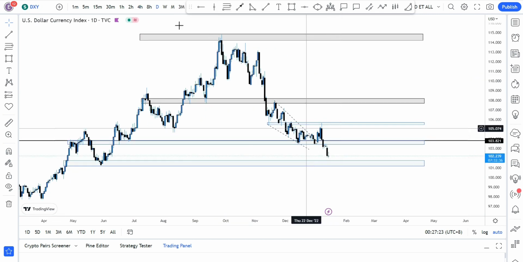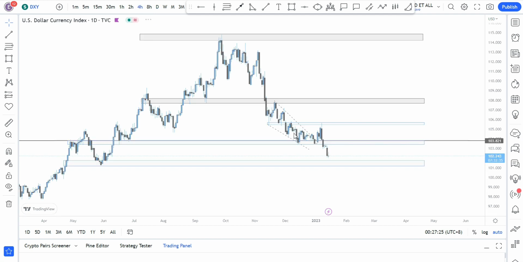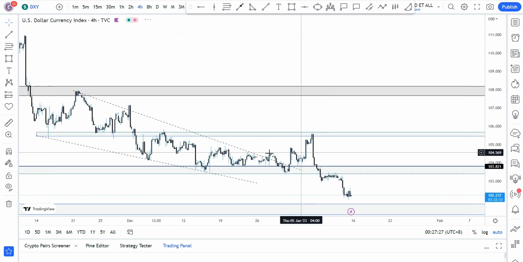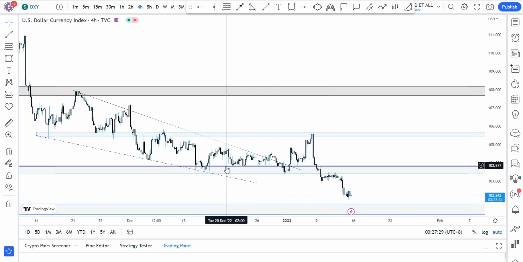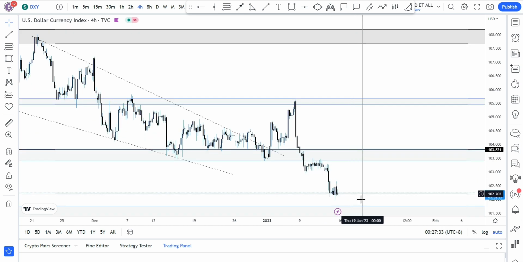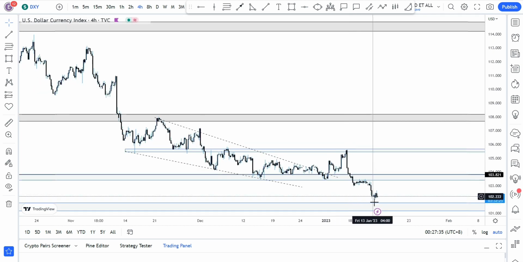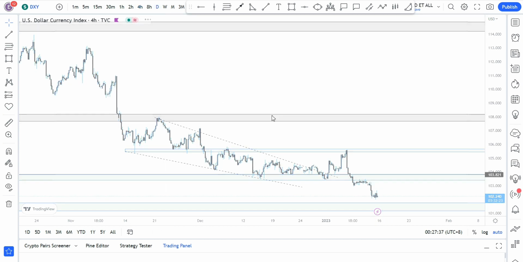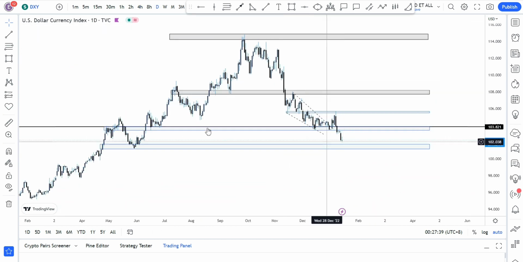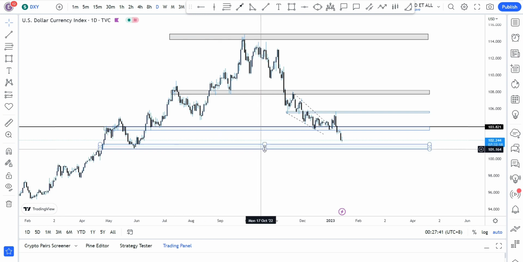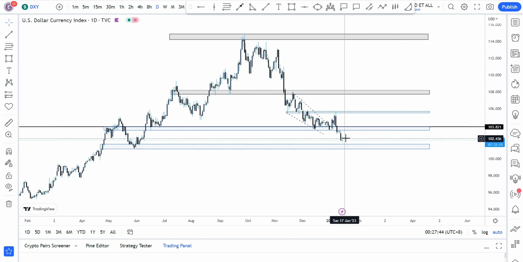Over here on the DXY, we've seen clearly how price continued pushing down. If you look at it from this point of view, we've seen how price broke perfectly, had a retest there and pushed to the downside. I'm currently anticipating price to continue to the downside to this region. If you move over to the daily time frame, you see there's a strong support region below here, which I'm anticipating price to come down to.